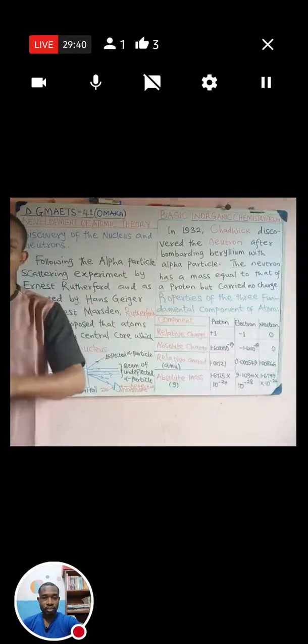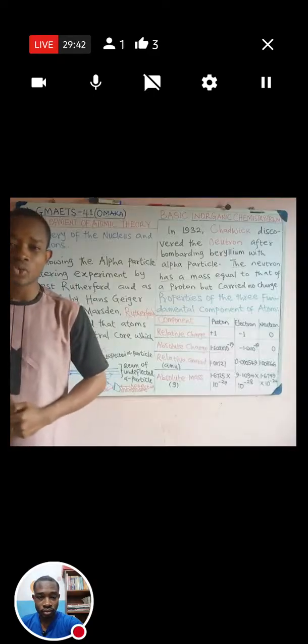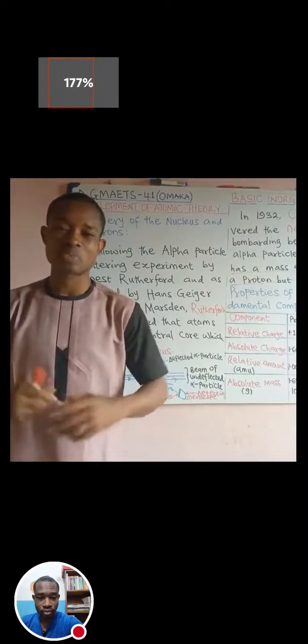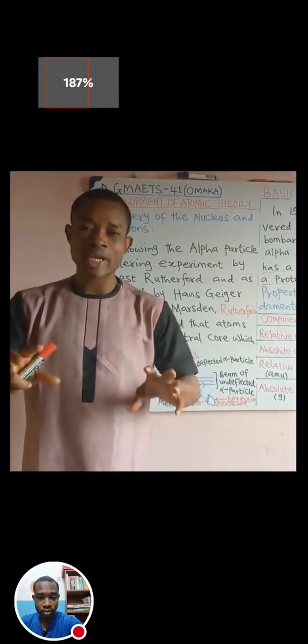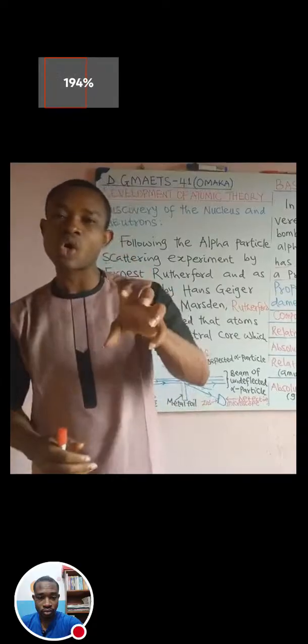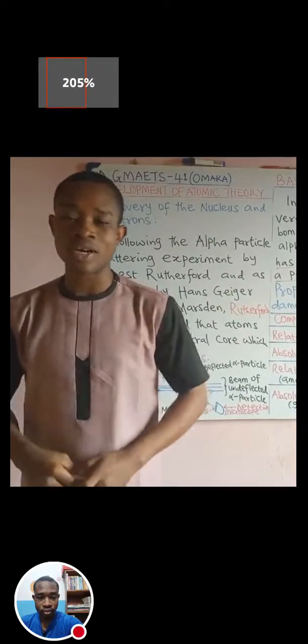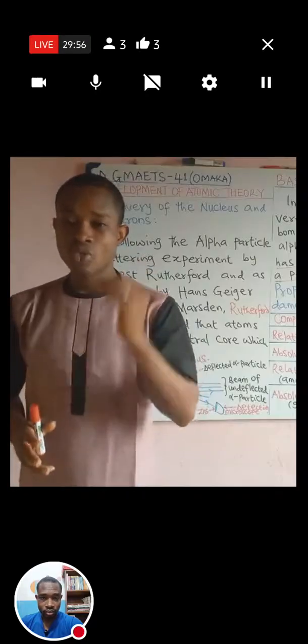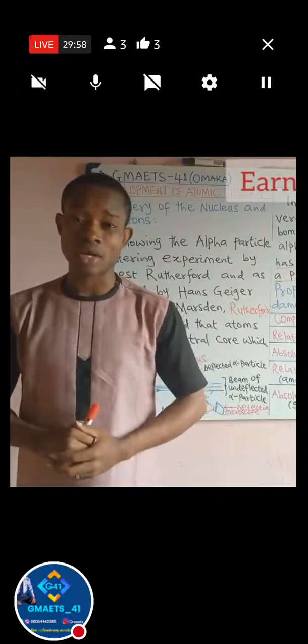In the year 1911, Ernest Rutherford announced his result of alpha particle scattering experiment, from which he concluded that an atom consists of a core, and the core is known as the nucleus of an atom. So you see that Rutherford discovered the nucleus.